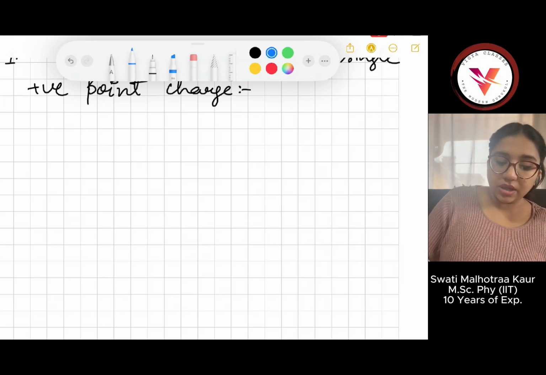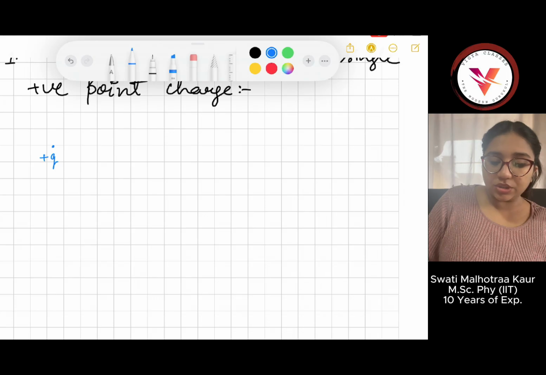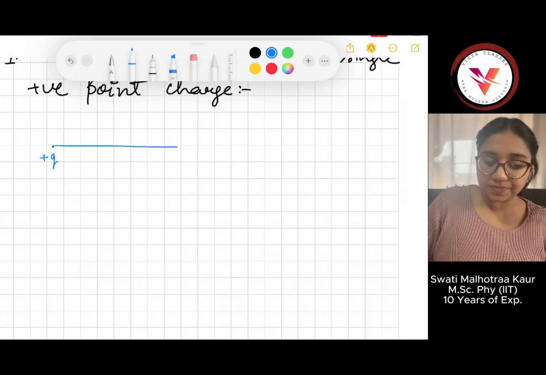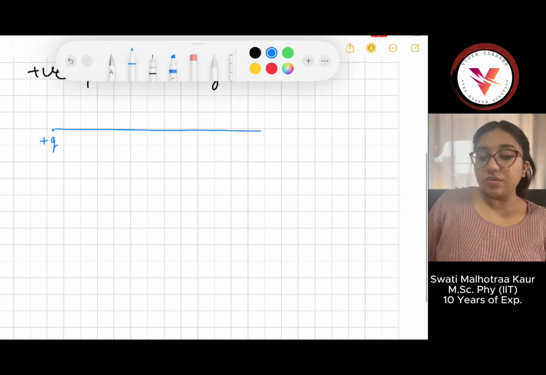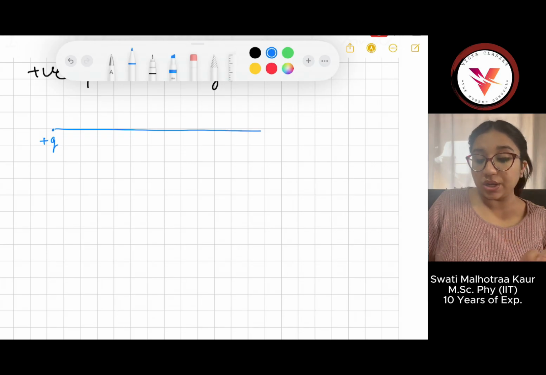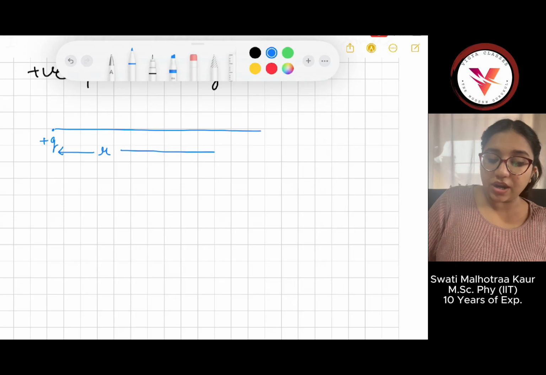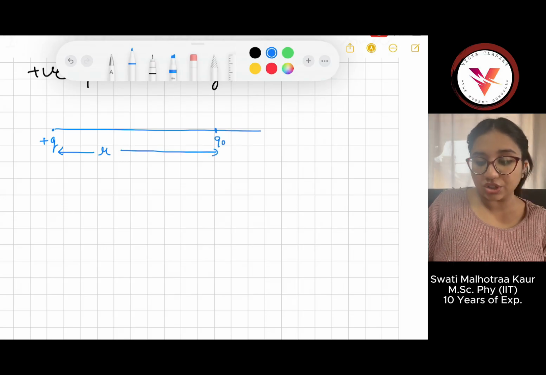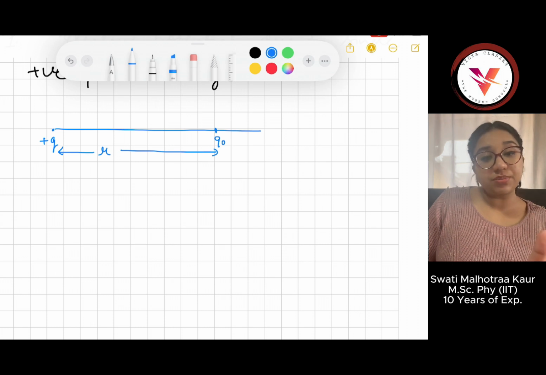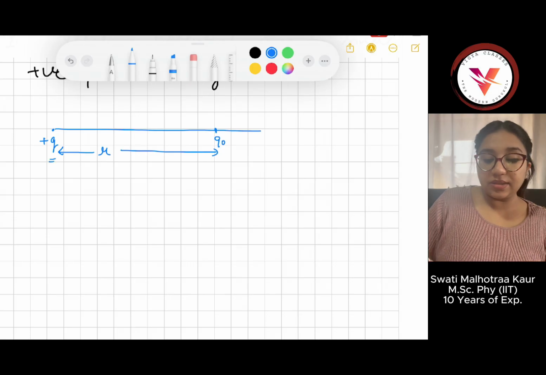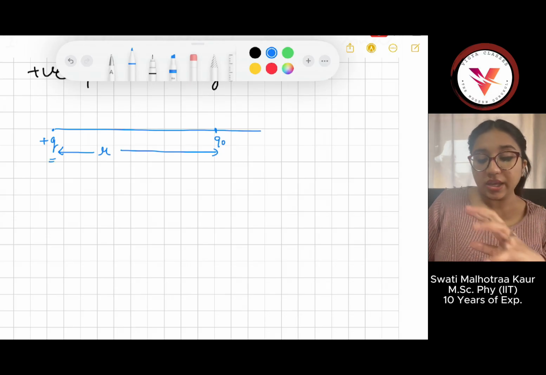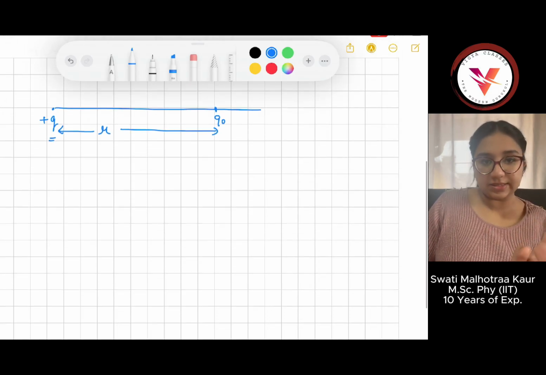So for this, we have considered a positive point charge plus Q whose potential we need to calculate. So consider a positive point charge Q, and at a distance of R, consider another positive test charge Q naught, and we have to calculate the potential from bringing it from infinity to a point in the field, in the space of this plus Q charge at a distance R.